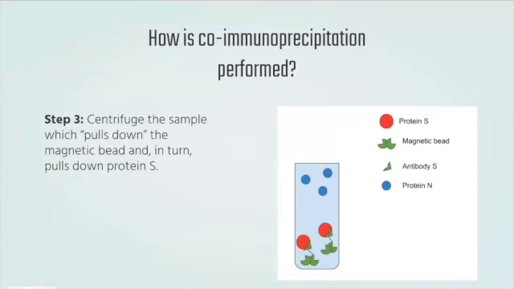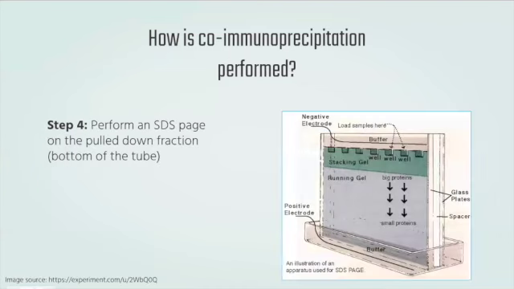In the case where protein S interacts with protein N, both proteins will be pulled down to the bottom of the fraction. If protein S does not interact with protein N, then protein N would remain at the top of the fraction. Again, this image depicts the situation where protein N and protein S don't interact. The next step is to collect the pulled down fraction, which is at the bottom of the centrifuge tube. This fraction contains protein S and the anti-S antibody, and possibly protein N.